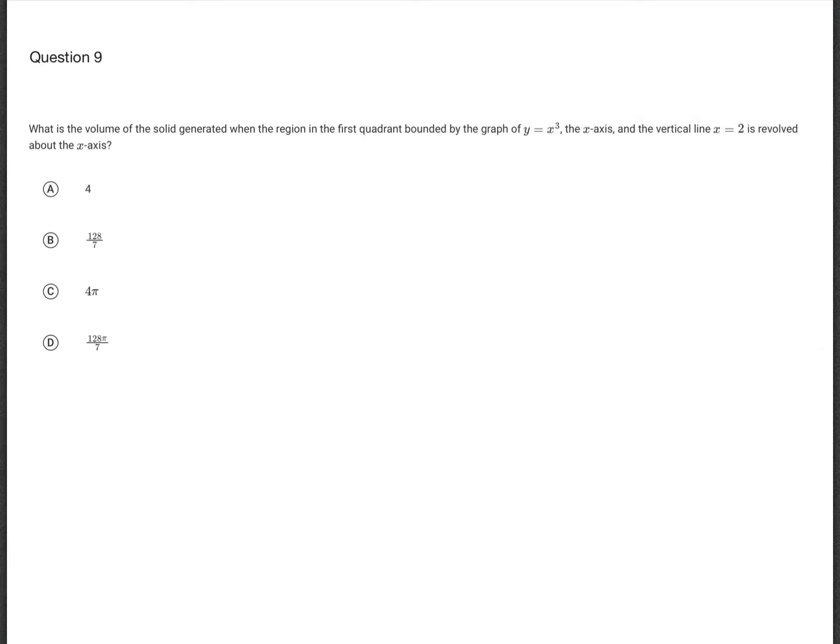That's it. Okay, next one. They say, what's the volume of the solid generated when the region in the first quadrant, bounded by the graph of y equals x cubed, the x-axis, and the vertical line x equals 2 is revolved around the x-axis. So let's draw a picture, dealing with the first quadrant.